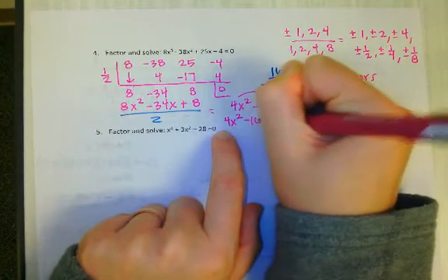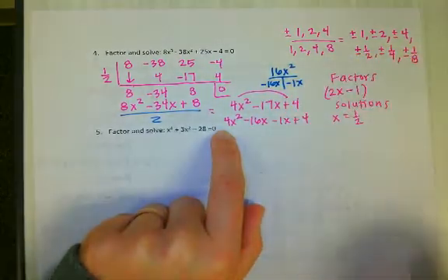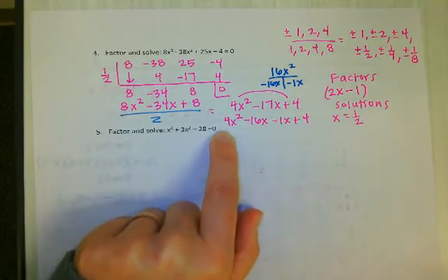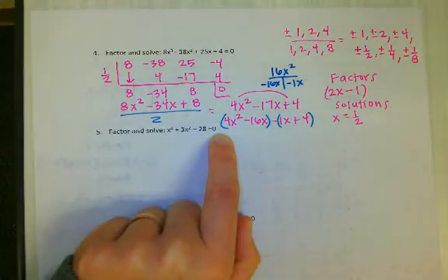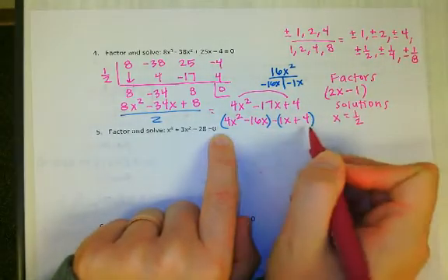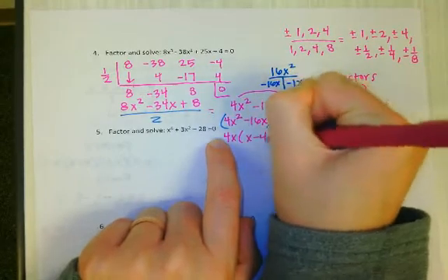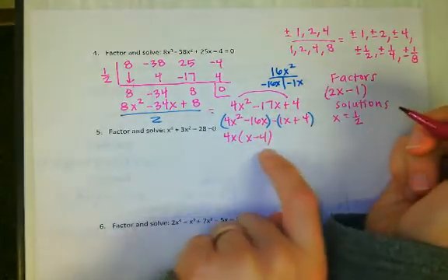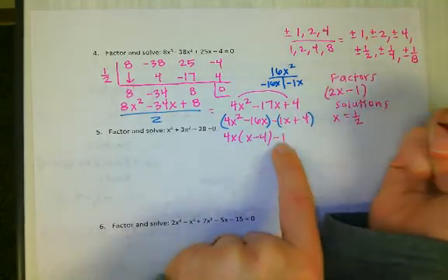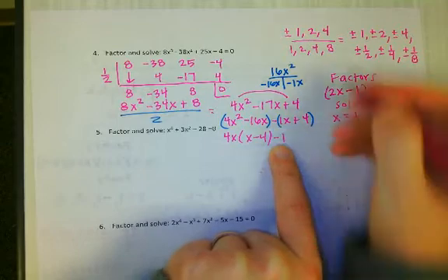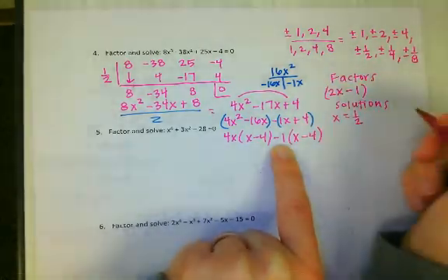So 4x squared minus 16x minus 1x plus 4. And then let's group it, or put these in a box if you prefer. The first group shares 4x, leaving x minus 4. The second group doesn't share anything, so I'm going to divide by a negative 1 because of the sign in the middle. And it leaves x minus 4.